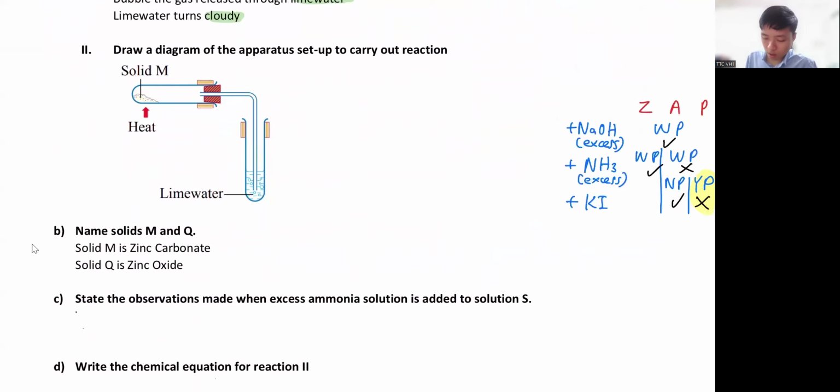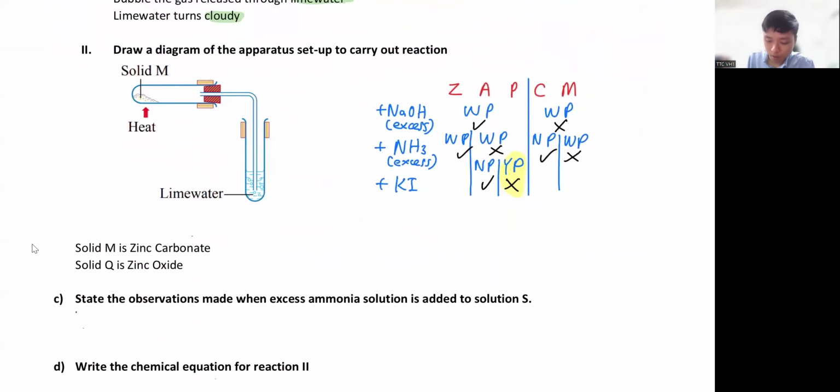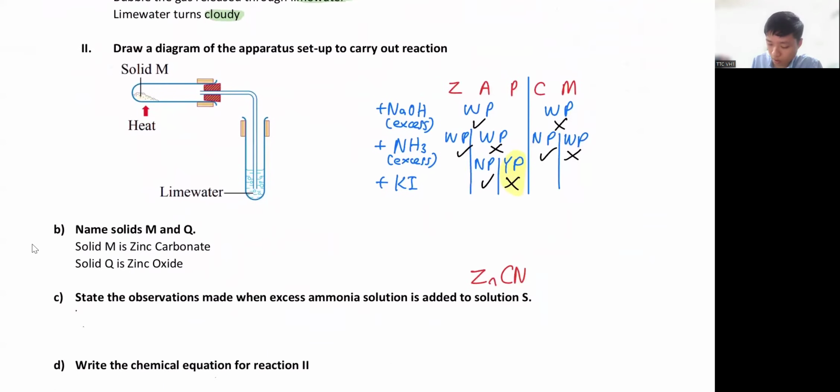After that, state the observation made when excess ammonia solution is added into solution S. So solution S is zinc nitrate. What happened with the ammonia? Notice ammonia is used to test what ion? Normally to test positive ion. The positive ion here is zinc 2 plus.